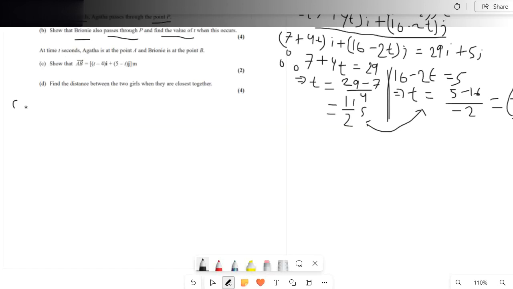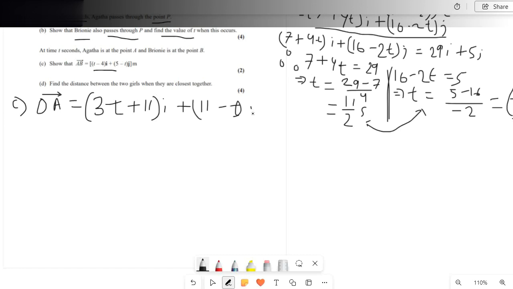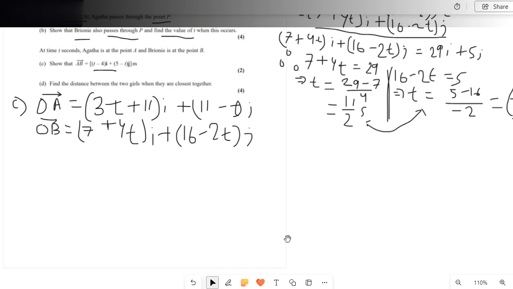For part C, we have to show that AB is equal to this. So we know that OA is equal to 3t plus 11 i plus 11 minus t j, and OB is equal to 7 plus 4t, whole multiplied with i, plus 16 minus 2t j, which we obtained from the previous parts.